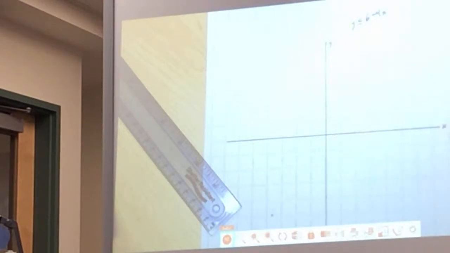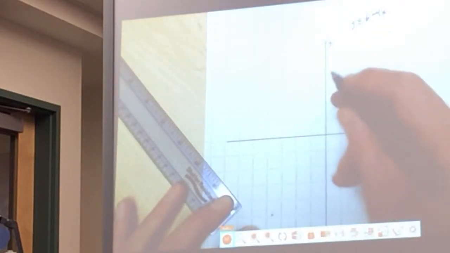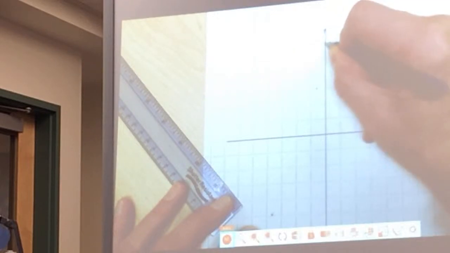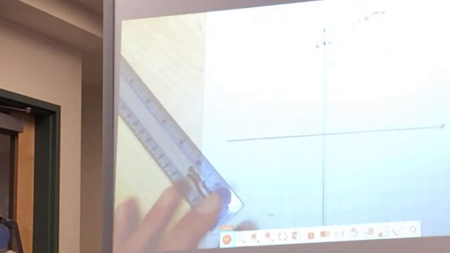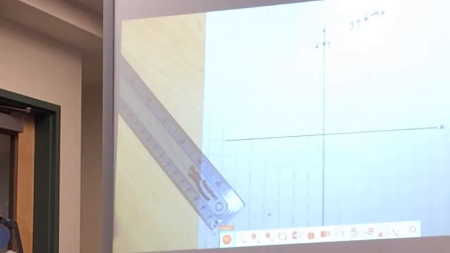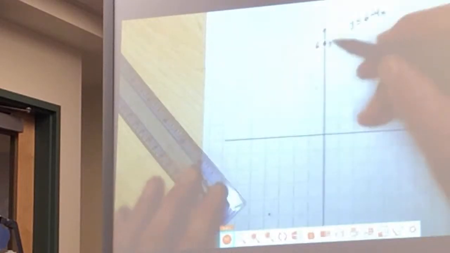How much? 6. Positive or negative? Positive, yeah, it's a positive 6. 1, 2, 3, 4, 5. Oops, it's going to be way up here. So there it is. That's 6. And then the second thing was to use the slope to find another point. What is the slope? -4. So, what should I do from here?